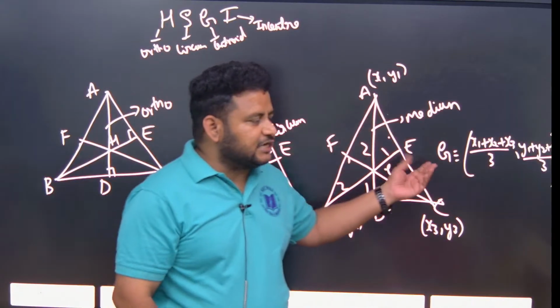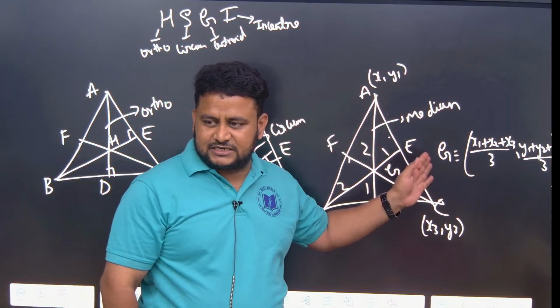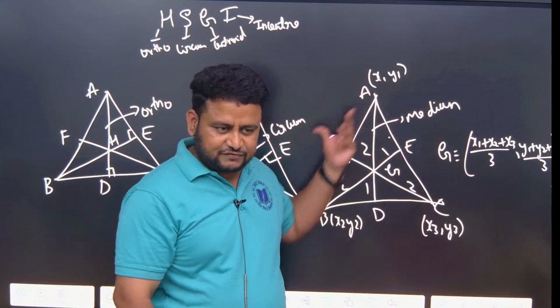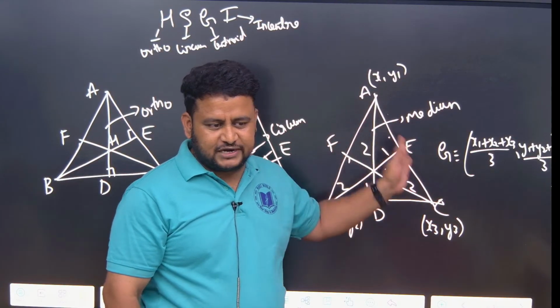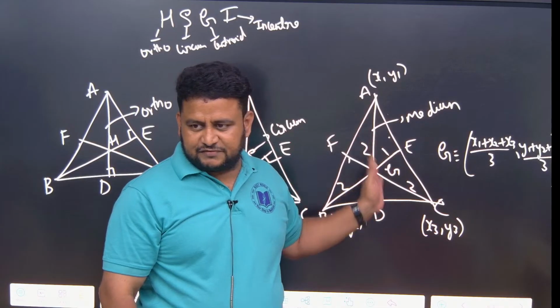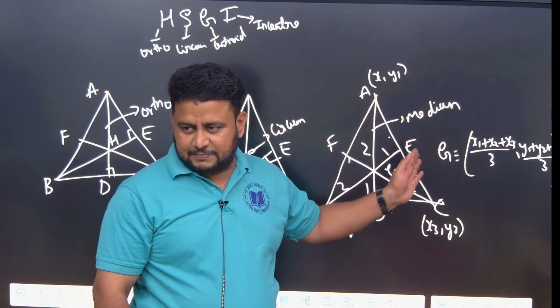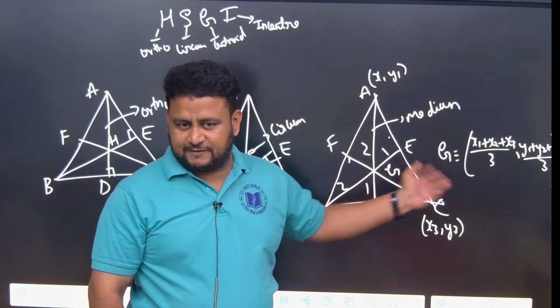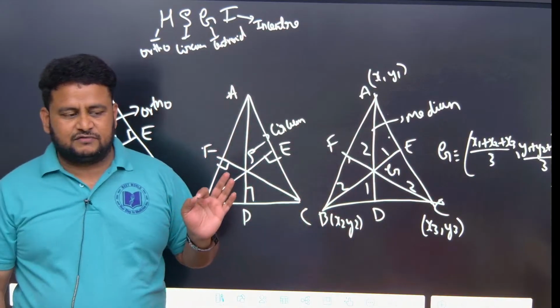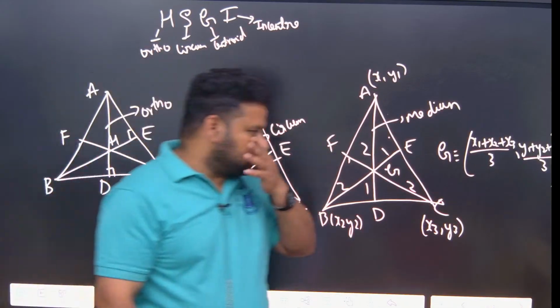And the coordinates of centroid are given by what? x1 plus x2 plus x3 by 3, y1 plus y2 plus y3 by 3. That is the average of the coordinates. Correct? Average of the coordinates, you can say it. Focusing, understanding? Got it? So this is about centroid.